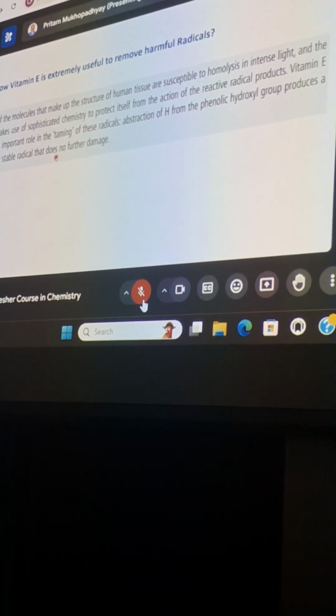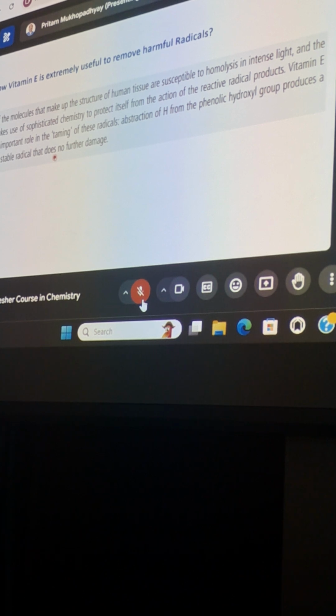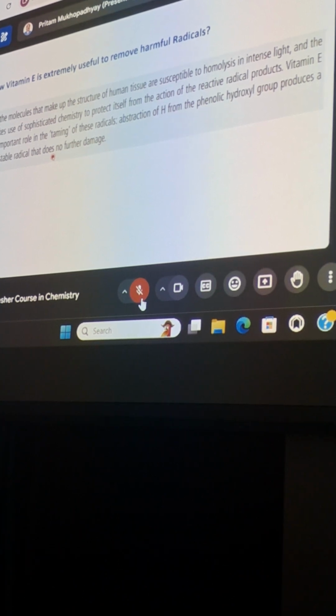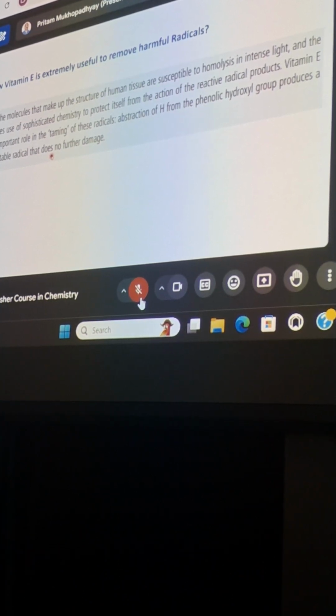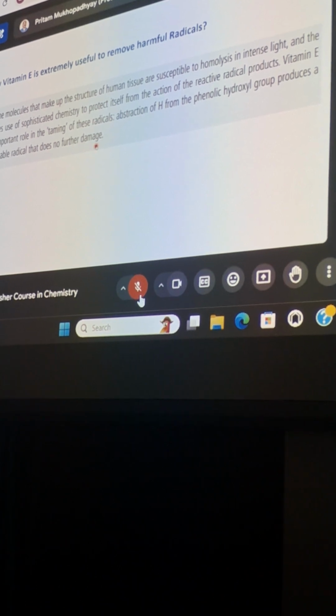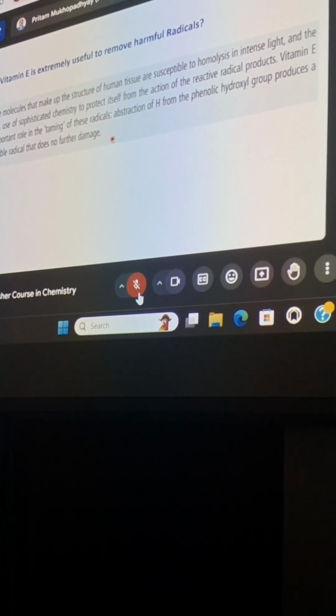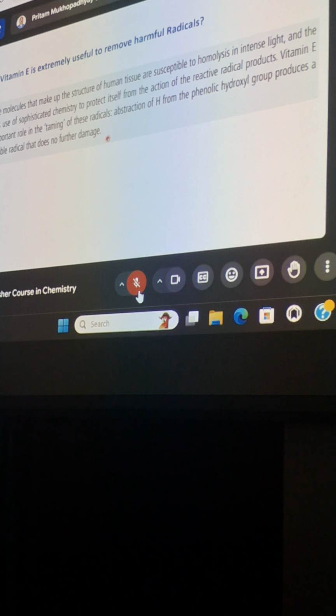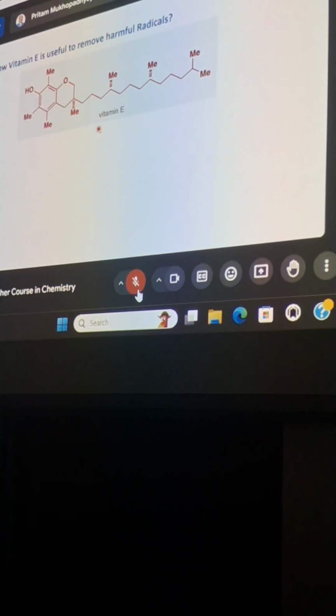Intense sunlight, particularly in the afternoon, after 10 o'clock, right? In the intense afternoon, we protect our skin by using UV protective lotions, right? Having vitamin E, zinc oxide, and many other chemicals. So let us see the structure of vitamin E.